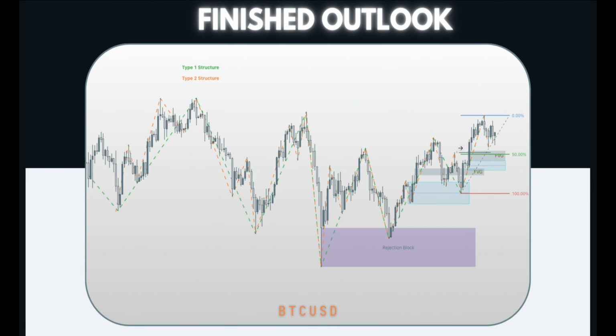And the finished outlook would be something like this, all right? Your type 1 structure and your type 2 structure, rejection block, the order block, fair value gap, all that good stuff.